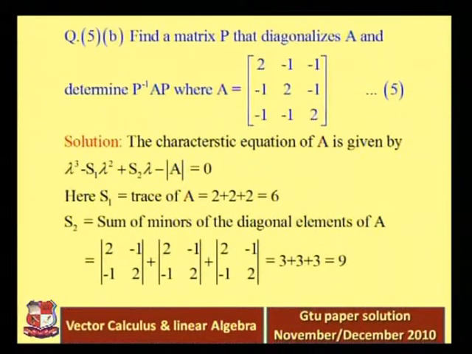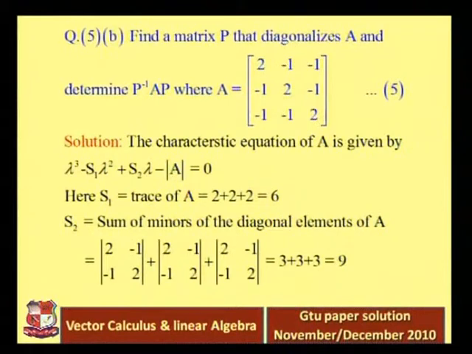Okay, s2 is what, the sum of minors of the diagonal elements of A. Now minors of the main diagonal elements, that is 2 2 2. So first of all try to find the minor of the first element 2, that is, remove that column and row from that matrix, whatever the left out elements, that is our minor in the determinant, that is the sum of the minors of the diagonal elements. So first of all the minor of 2 is 2 minus 1, minus 1 2.